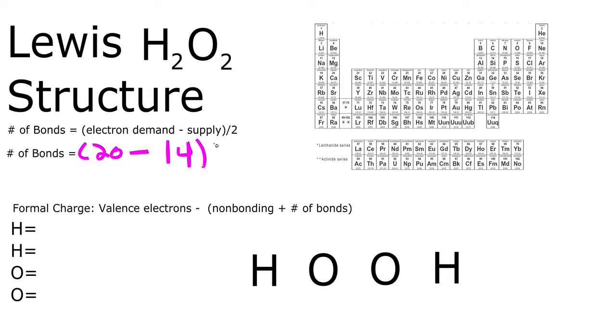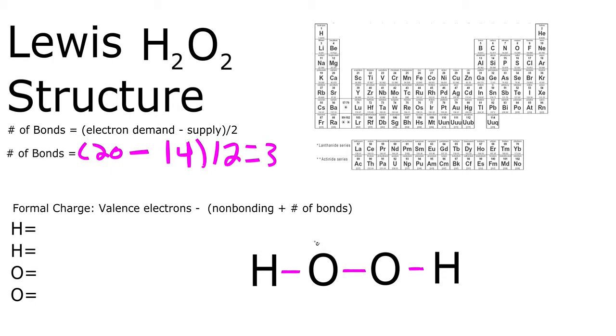20 minus 14 is 6, divided by 2, and that gives us 3. So where are we going to place these 3 bonds? Well, we know hydrogen and oxygen will have a single bond because it will satisfy hydrogen, the duet rule, to be like helium. So we'll give them single bonds. Now we have 2 bonds given, and we had 3 to give, but we've given 2, so 3 minus 2 is 1. So we only have 1 bond left to give, so we have to put it here. So they all have single bonds.